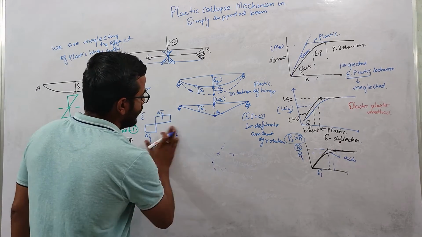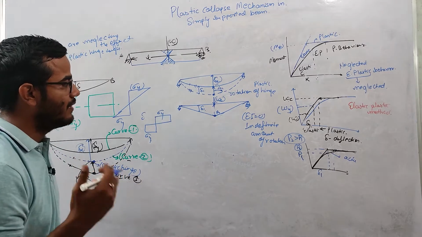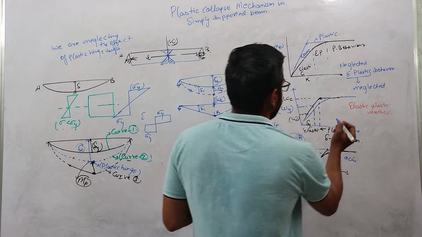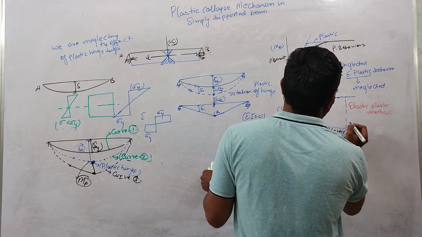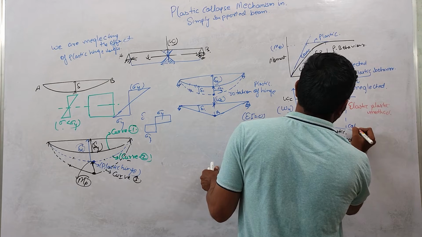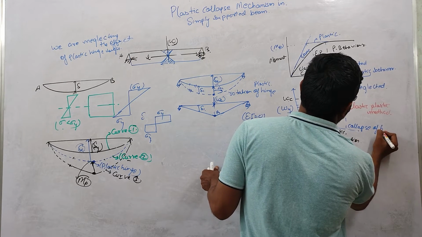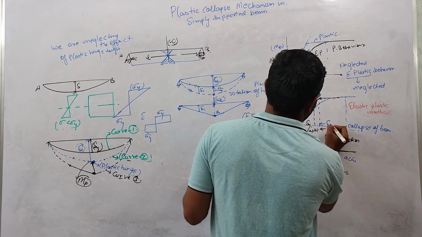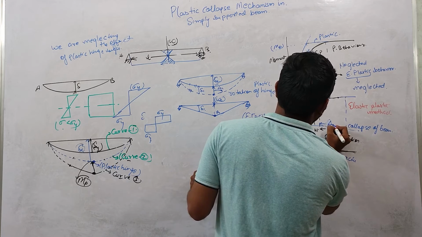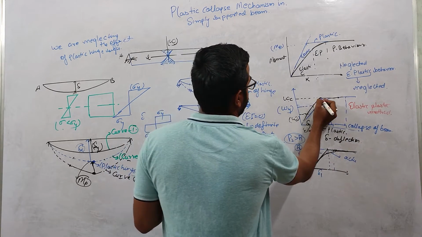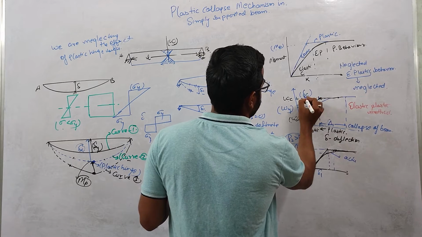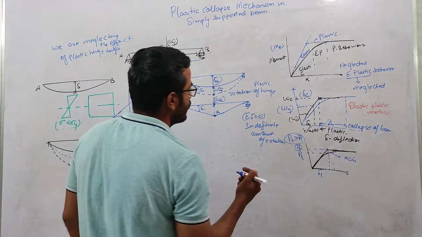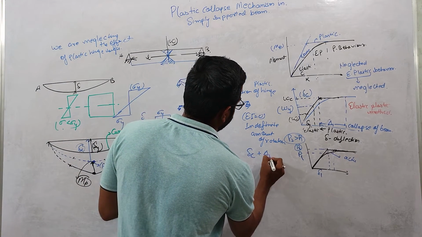Okay, so we won't say that there will be an indefinite amount of rotation. At some point the collapse of the beam will take place. And this is basically this delta 1. Up to here we will be having delta C, and this is delta 1. So the total deflection up to the collapse will be nothing but delta C plus delta 1.